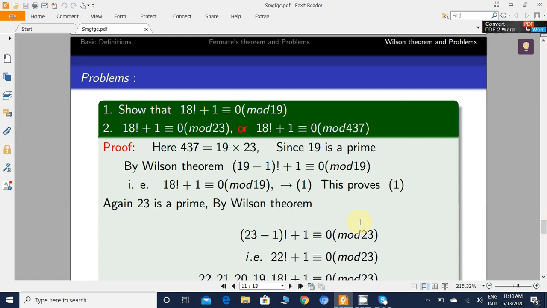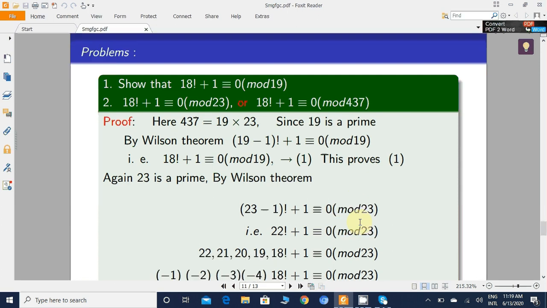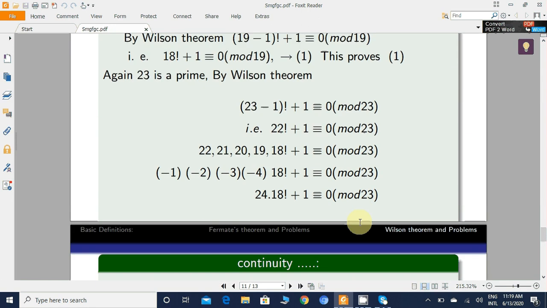Since 19 is a prime, by Wilson theorem, 19 minus 1 factorial plus 1 is congruent to 0 modulo 19. That is 18 factorial plus 1 is congruent to 0 modulo 19. We call it 1, which proves 1. Again, 23 is a prime. Again by Wilson theorem, 23 minus 1 factorial plus 1 is congruent to 0 modulo 23.